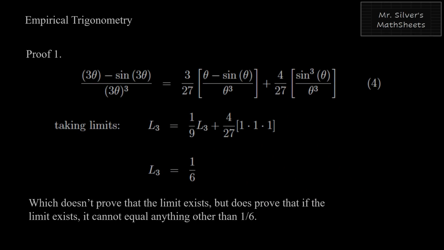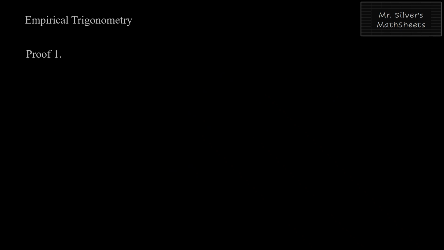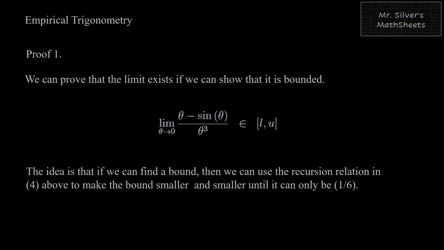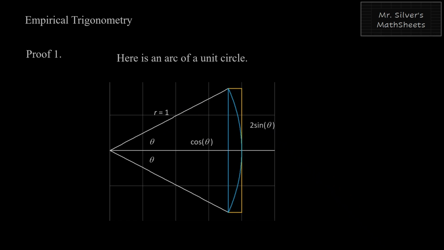But that doesn't actually prove that the limit exists. It just shows that if it exists, then it's equal to 1/6. We need to show that the limit is bounded. If we can show that the limit is bounded, then we can use the recursion relationship that we derived to show that the bound can be made smaller and smaller until the only value that exists is 1/6. So now we're going to try to find a bound on the limit.